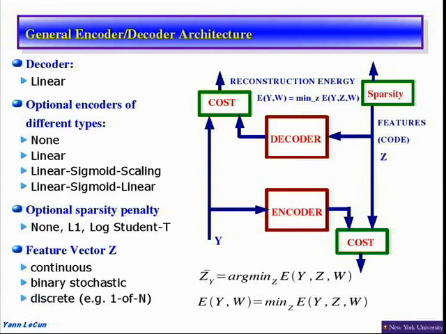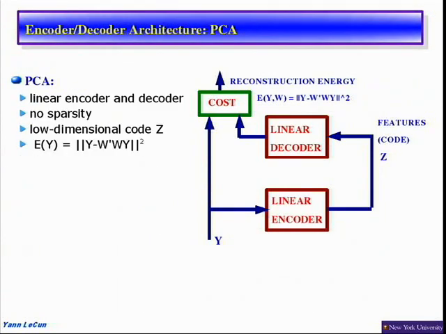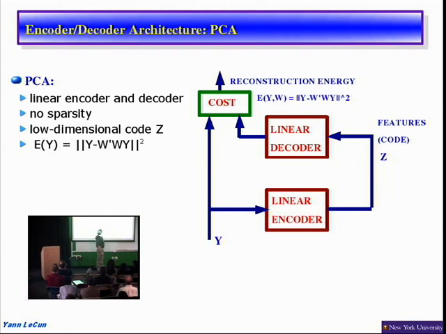And we're going to put several types of modules within those encoders and decoders and obtain different unsupervised learning algorithms. So there's one particular type. Principal component analysis, for example, is a special case of this where you don't have a sparsity constraint, you make the code low dimensional, and you make the encoder and the decoder linear. Okay, so start with an input, run it through an encoder, decode it, minimize the reconstruction error, and train the encoder and decoder so that the reconstruction error is minimized. That's principal component analysis.